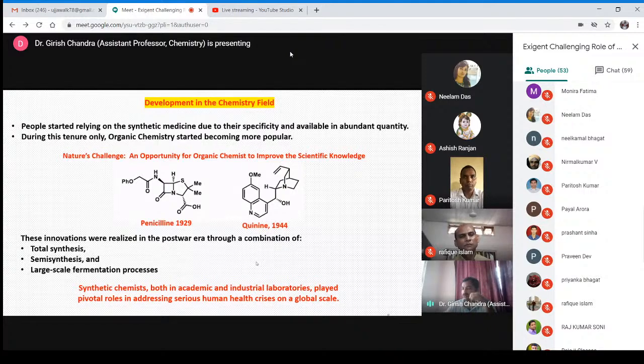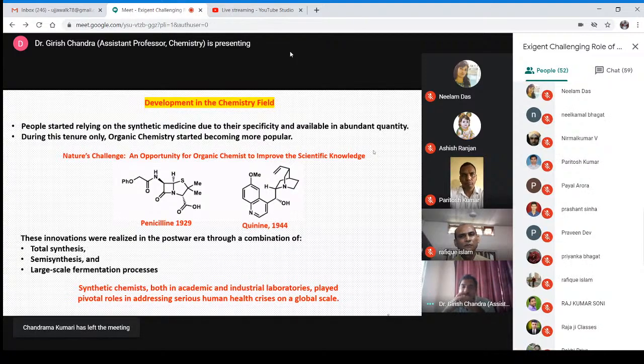Okay, so here the importance of synthetic chemistry for drug development is very important, as mentioned by Tripathi sir. Drug development process is not a very easy task.